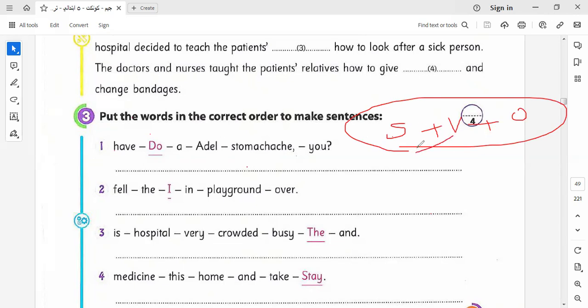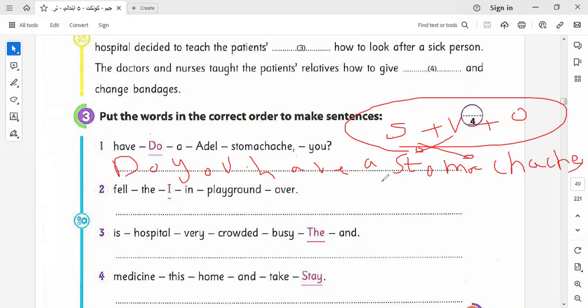Let's do it. As we told you before, when you have a question form, I replace the verb instead of the subject like this. Here we have do you have a stomach ache. Adil, do you have a stomach ache? So I ask Adil if he has a stomach ache or not. Do you have a stomach ache, Adil, and I put a comma. And what do I put at the end of the sentence? I put a question mark.